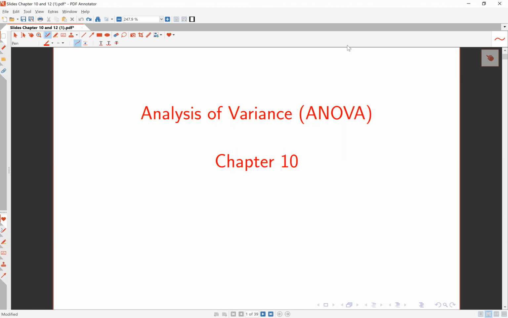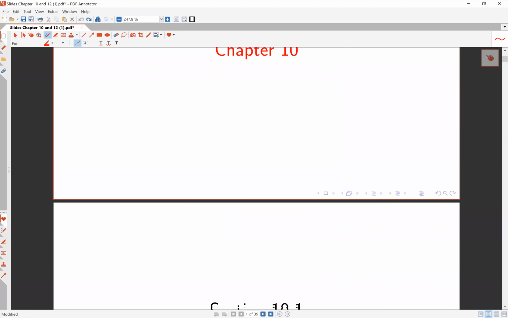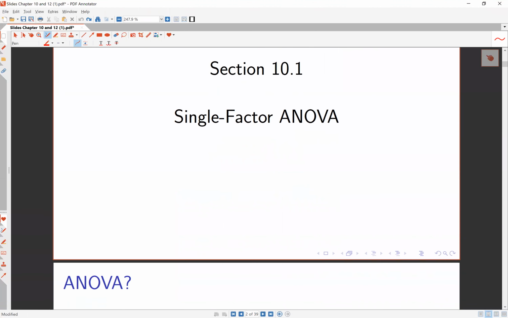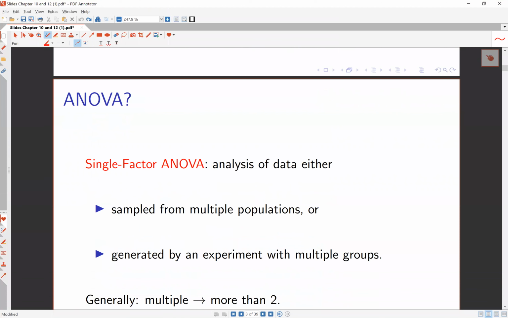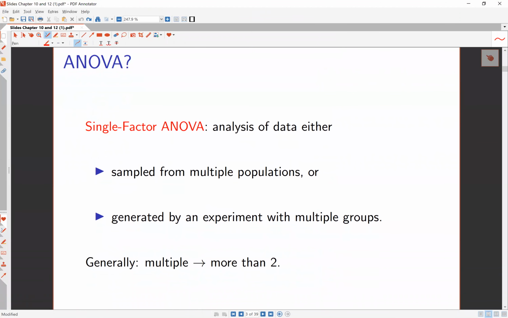So how does ANOVA connect to that? Well, we'll be restricting our attention to something known as single factor ANOVA. And what that means is that we are analyzing data that was obtained in one of two different ways. Either we sampled data from multiple populations, or the data were generated by an experiment consisting of multiple groups.